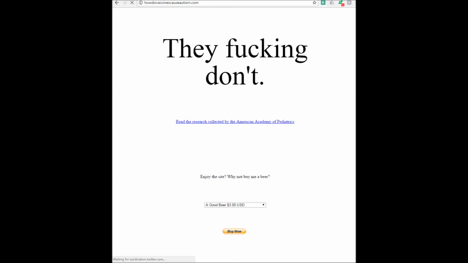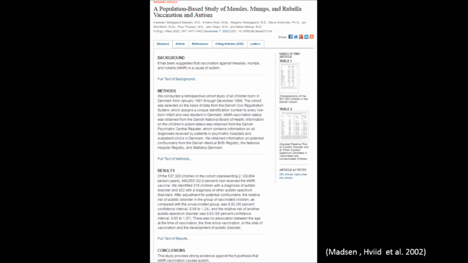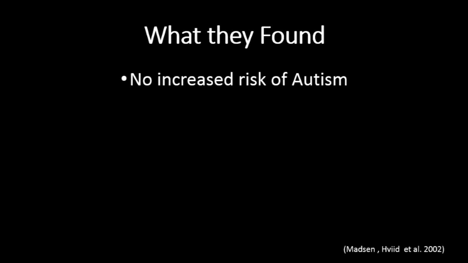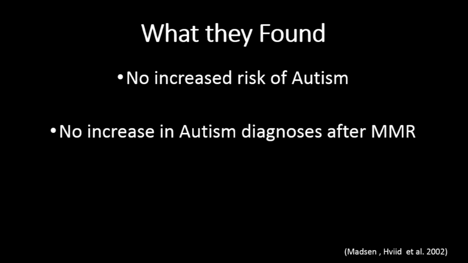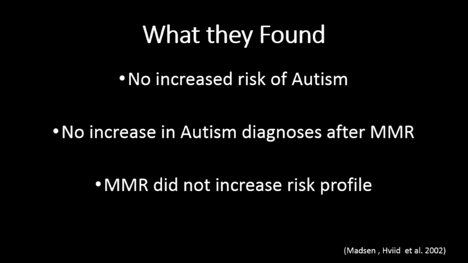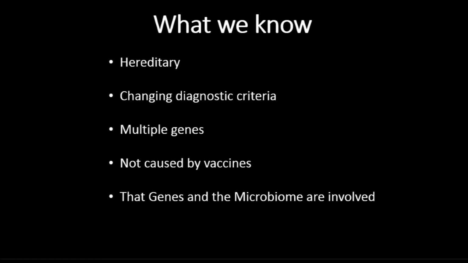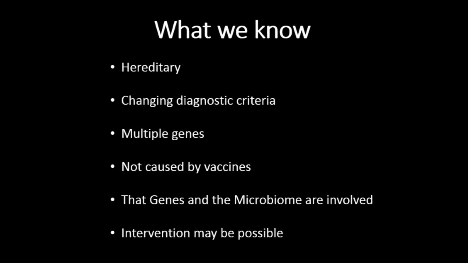But briefly, a 2002 study by Madsen et al. used data from 500,000 children. They found no increased risk of autism in normal and autistic children. Secondly, that there was no clumping of autism diagnoses after children were vaccinated. And third, no autistic spectrum was ever associated with receiving or not receiving the MMR vaccine. Next, that the interaction of genes and the microbiome further impacts autism, and that autism may be treatable with a deeper level of understanding of the genes involved in the spectrum.